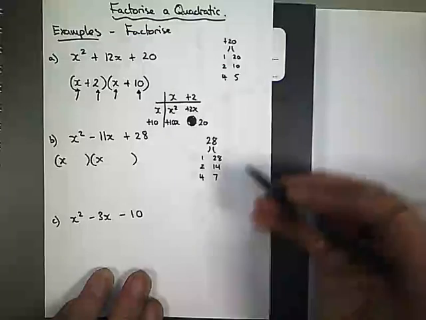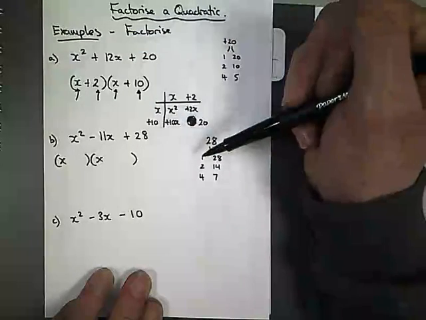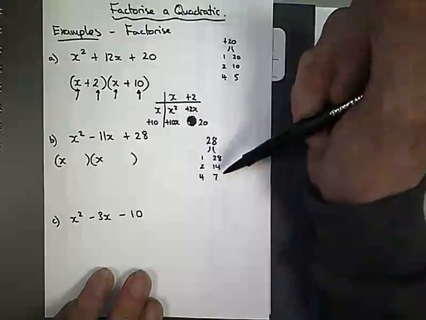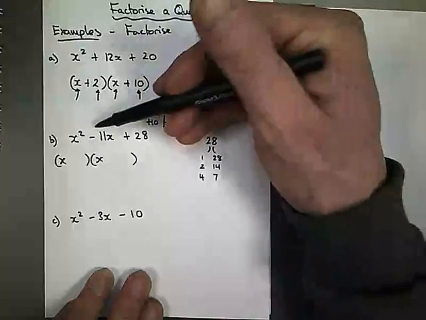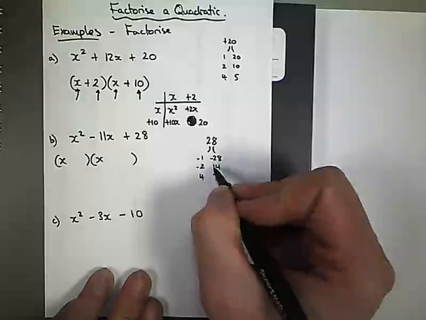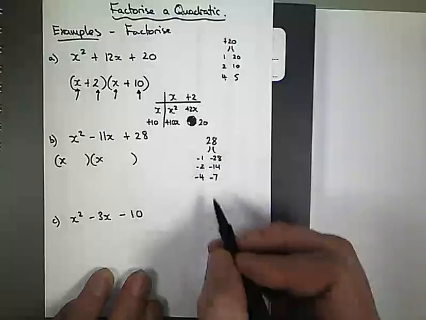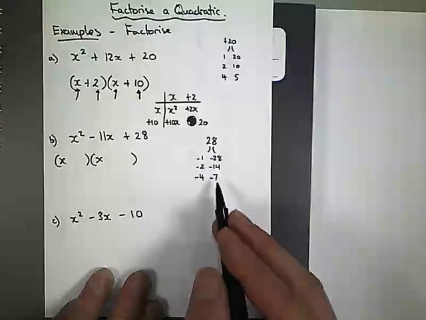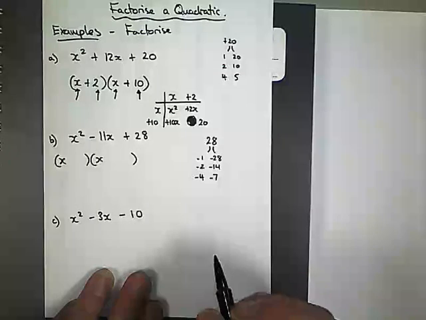Now, to make a plus 28, they could either be both positive or both negative. They must add to make a negative 11, so they must both be negative. A minus times a minus makes a plus, and a minus plus a minus makes a minus. Okay, because they're both negative.